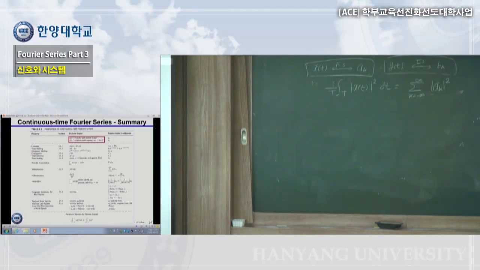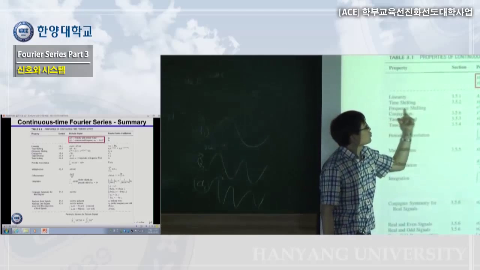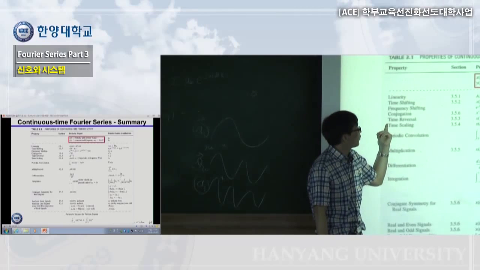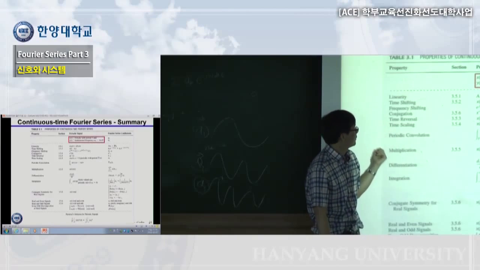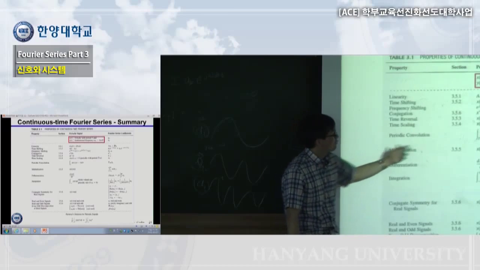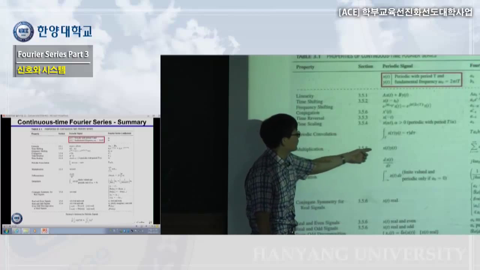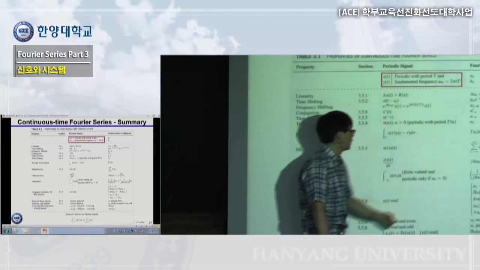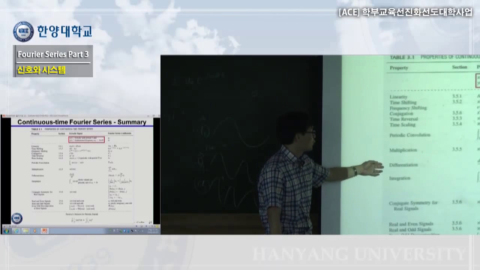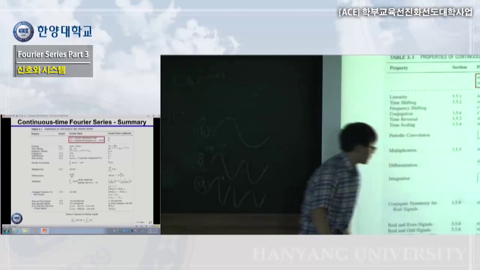We have linearity, time shifting, frequency shifting, which we did not cover, conjugation, time reversal, and time scaling, which we already have. And then convolution is possible. Remember convolution? Here we have a multiplication, and they change it to convolution. If you have a differentiation or an integral, they change to a different form. Finally, we have Parseval's relationship.